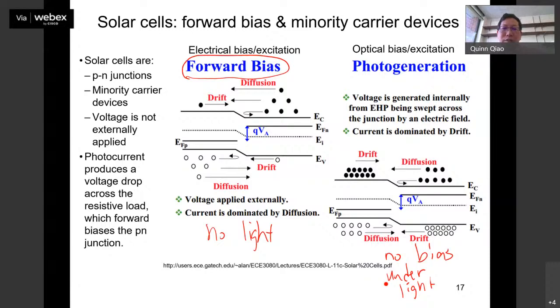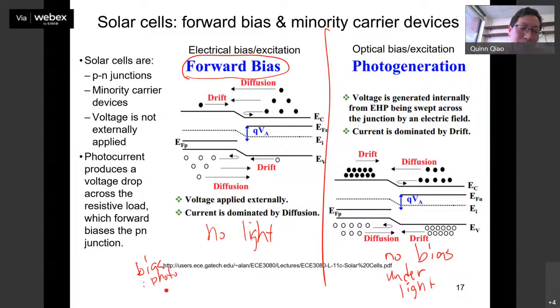You guys see the difference? The same thing, the same solar cells, right? This is no light under forward bias, that can happen. The same thing, no bias under the light, right? See, when you talk about bias, people talk about the bias. The bias can be what? From the photo bias, right? One is photo bias. That's what a solar cell does, right?